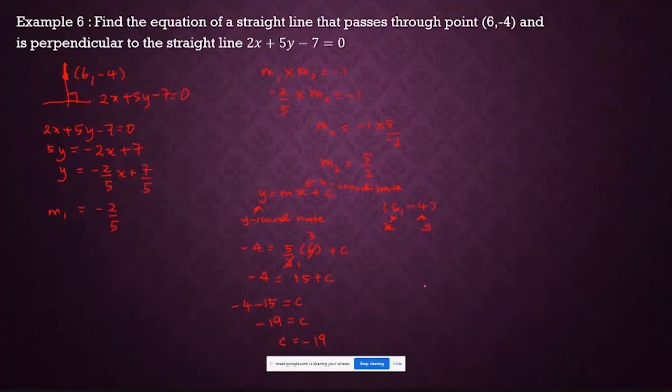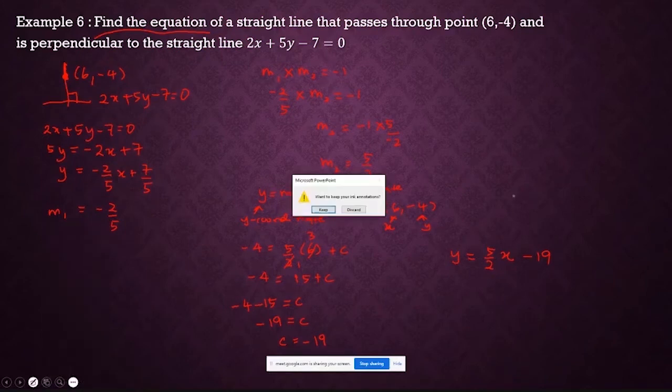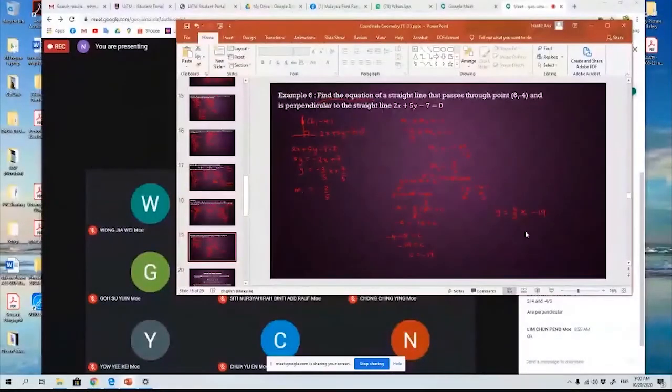Okay, the instruction is to find the equation. So we write the equation: y = 5/2 x, with the value of m, minus 19, the value of c. So this is our equation for the second line, which is perpendicular to the first line. Okay, that is example 6.